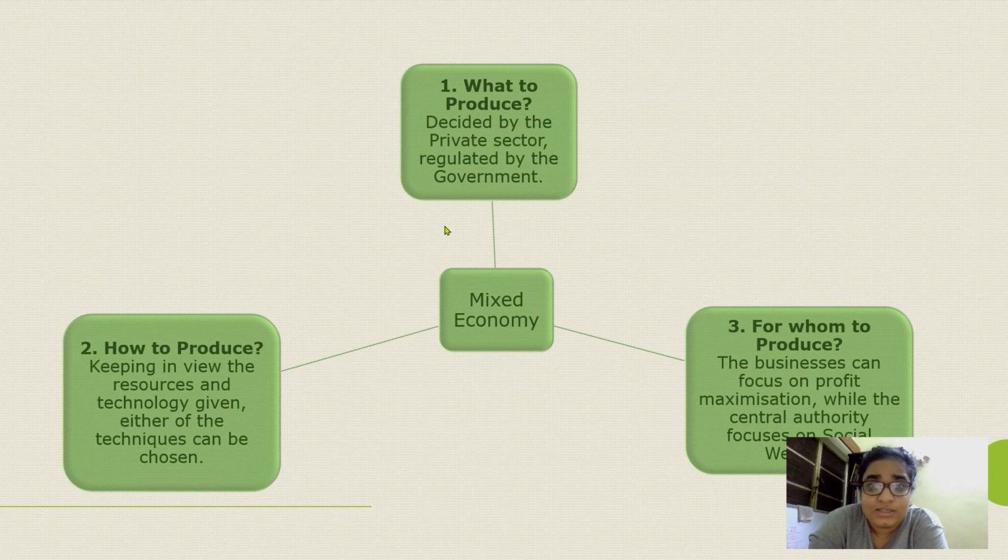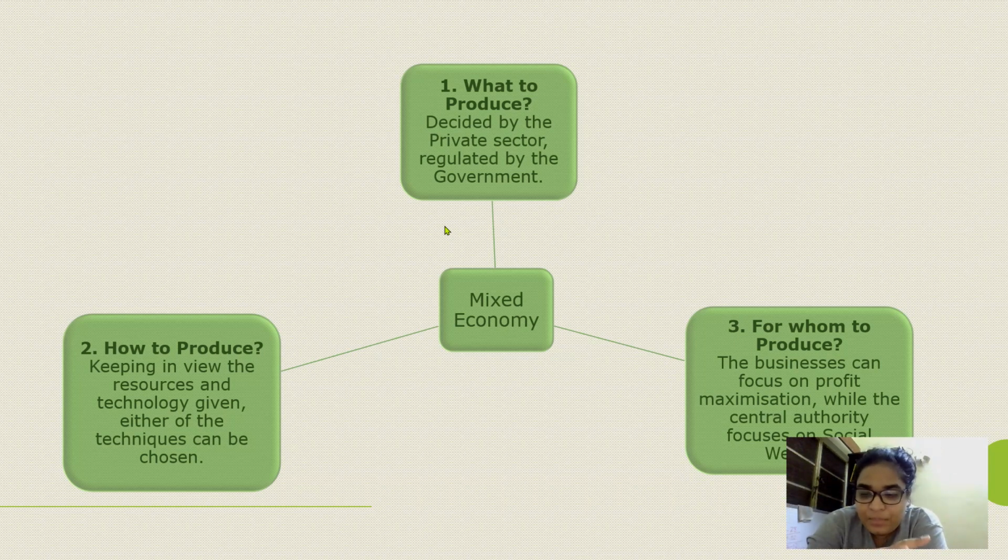Next comes the mixed economy, our kind of economy, where what to produce is decided by the businesses, but the government can also regulate, right? So there's no private producers of, say, defense equipment in India. Why is that? Because the government said you can't. Simple. So whatever I can produce, I can decide, except the government can regulate my decisions, right?